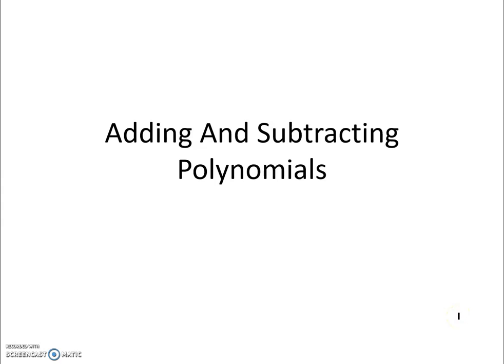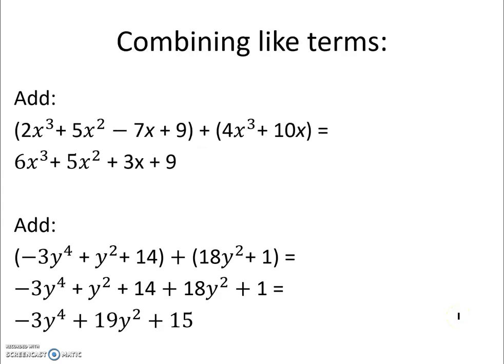Today we're going to be looking at adding and subtracting polynomials. First, when we're adding, we're going to combine like terms. We have 2x cubed here and a 4x cubed there for a total of 6x cubed.